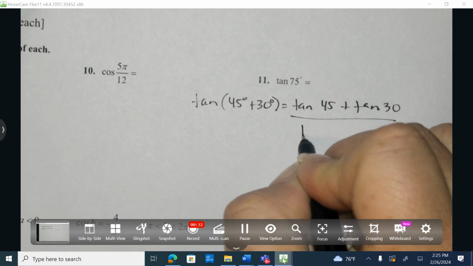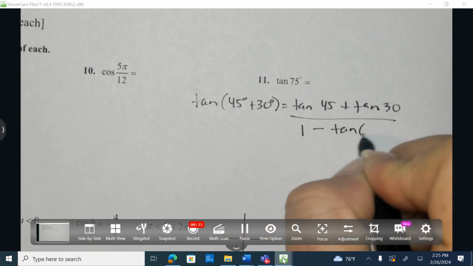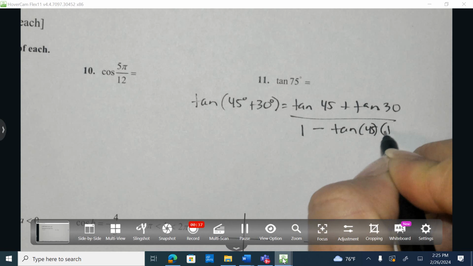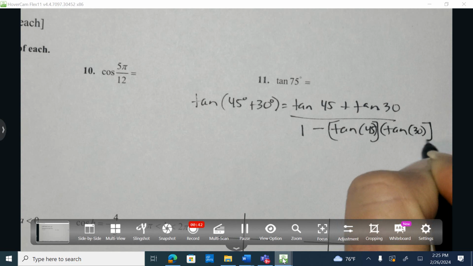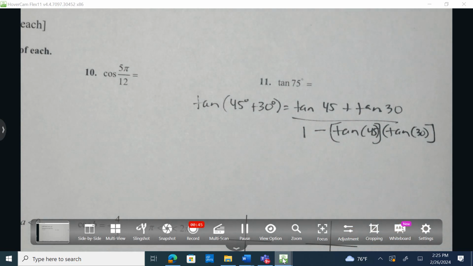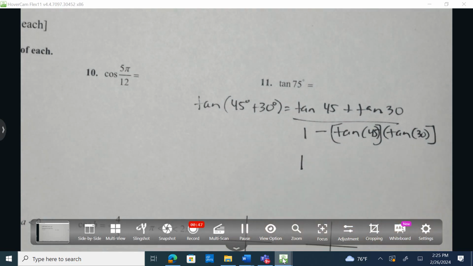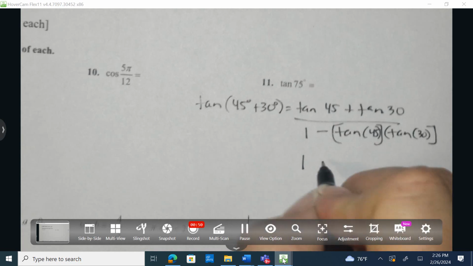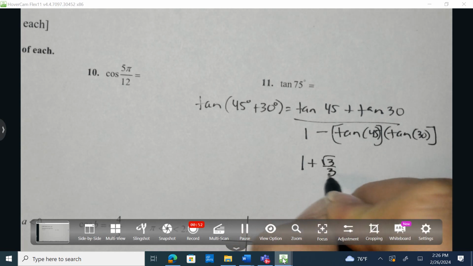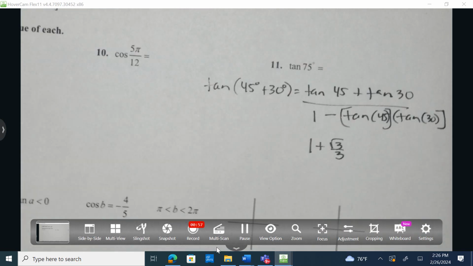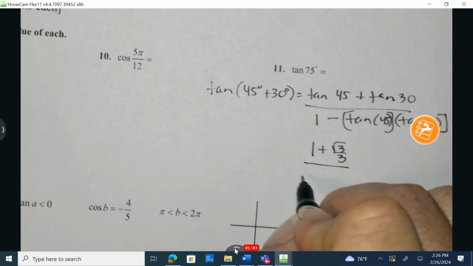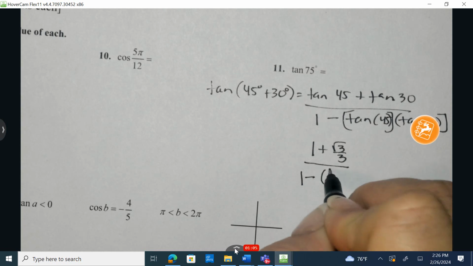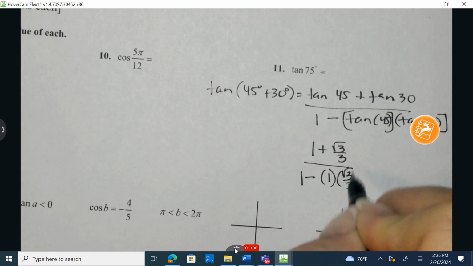all divided by 1, subtract tangent of A times tangent of B. Okay, what is the tangent at 45? I know that is 1. What is the tangent at 30? I know that is going to be positive radical 3 over 3. Just a reminder, these are right here. Okay? I'll put this down to ensure you see the whole thing. There's my numerator, and then my denominator is going to be 1 subtract 1 times radical 3 over 3.